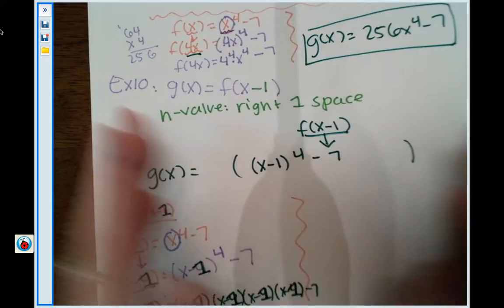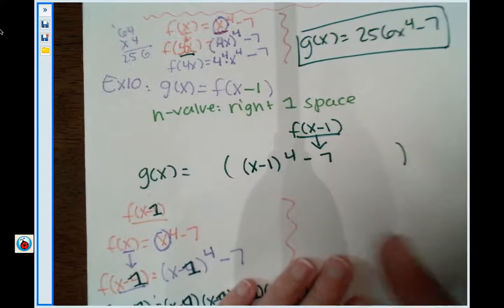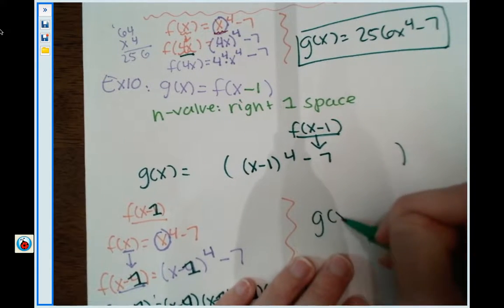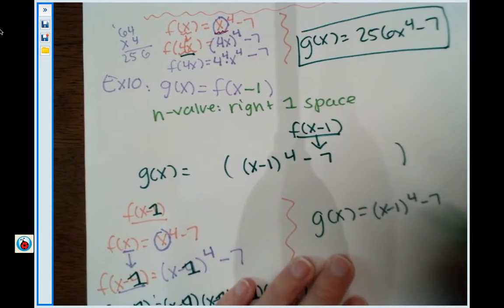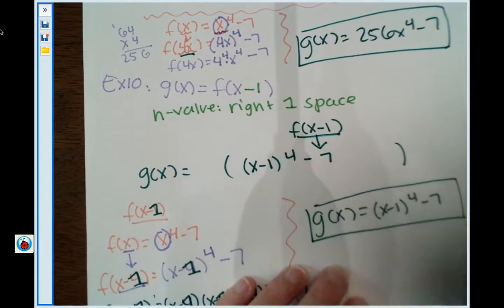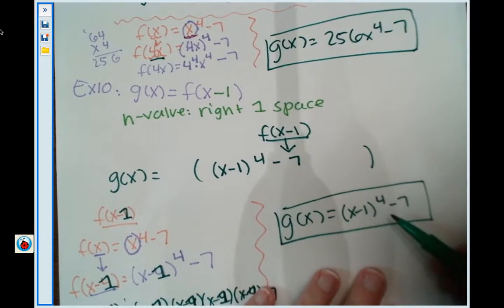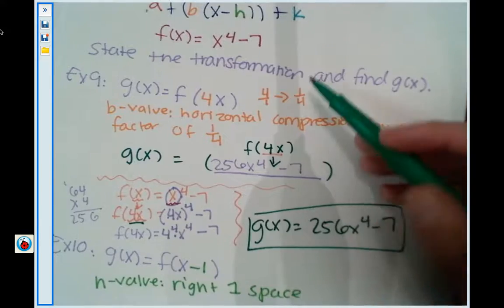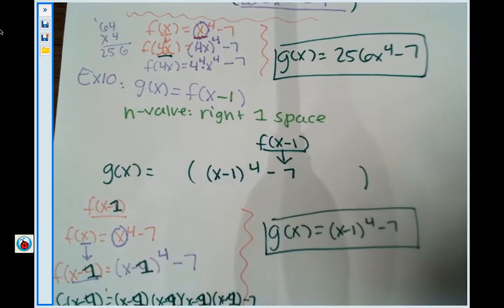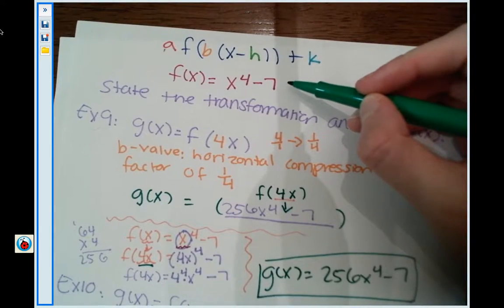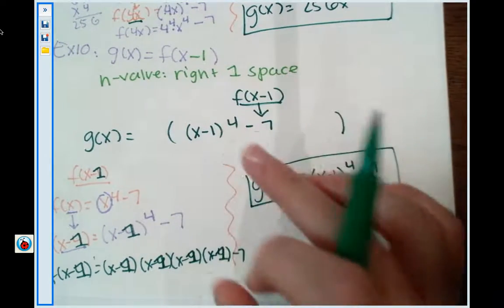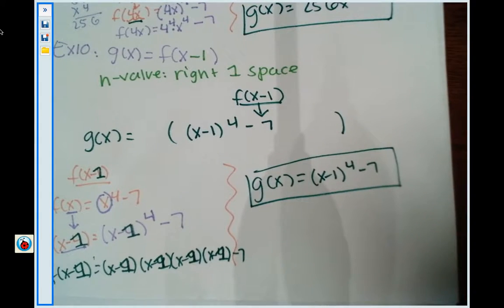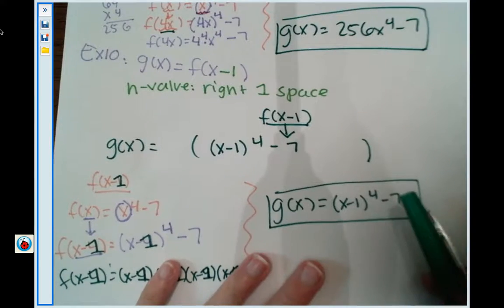Alright guys, and nothing else is out here to add or subtract, so that's simply what g of x is. So g of x is x minus 1 to the 4th power minus 7. And this is the equation that would force the original equation to move right one space. If you graph the original graph, which is x to the 4th minus 7, and then you graph this one, it would cause the original graph, or f of x, to move right one space. And that's it, you guys. Wasn't that a blast?